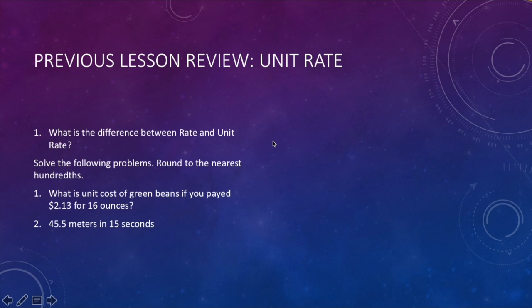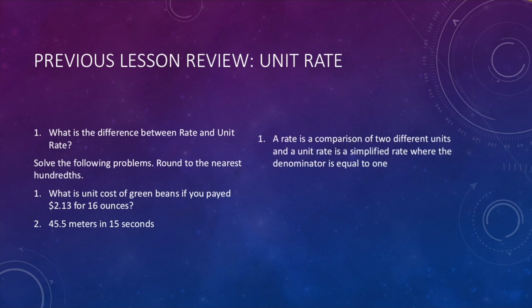So for the first one, I'm just looking for the textbook answer. Rate is a comparison of two different units, and unit rate is a simplified rate where the denominator is set equal to 1.